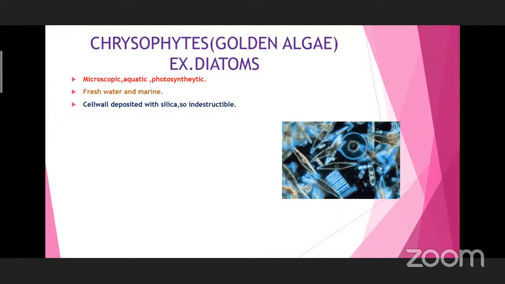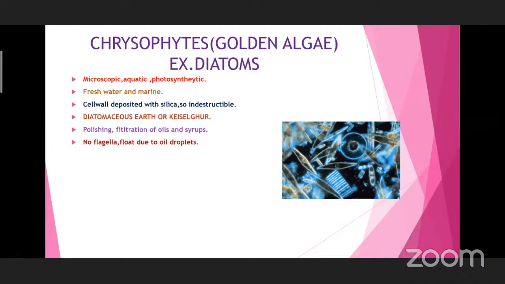The cell wall is deposited with silica. The cell wall will have silica deposition, and this silica is indestructible. That's why when these cells die, they form the diatomaceous earth or Kieselguhr. It is also used for polishing, and for filtration of oils and syrups.